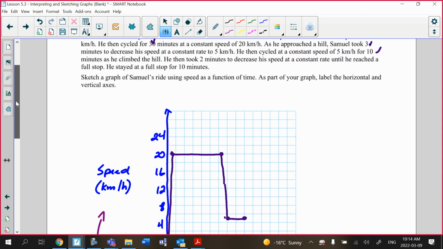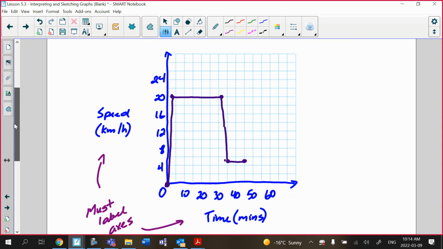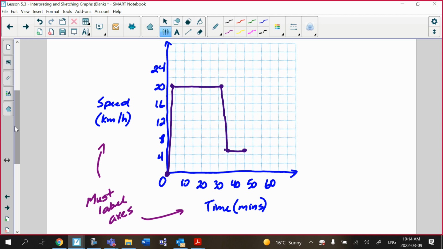Now, technically, we're done, but it does say at the end he stays there for 10 minutes. So we're going to have to add this. Then the situation is over, and we've accounted for everything. That is something you should be able to do.